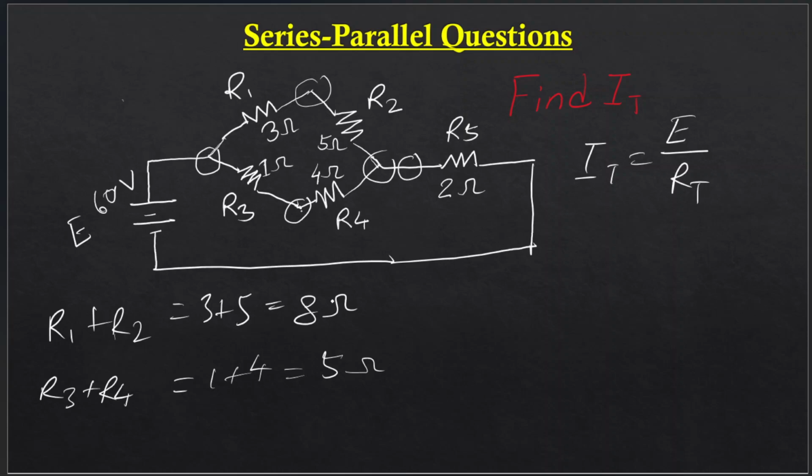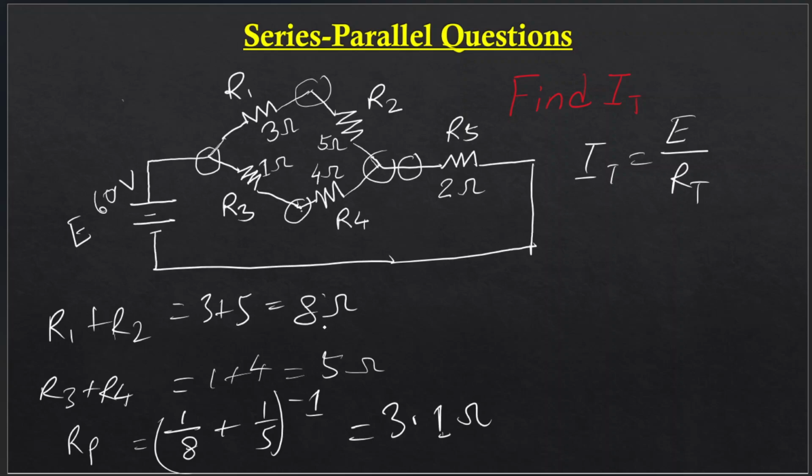Now R1 and R2 is in parallel with R3 and R4. So 8 and 5 are in parallel. So let's denote it as RP is equal to (1 over 8 plus 1 over 5) to the power minus 1. So that is (1 over 8 plus 1 over 5) to the power minus 1, which is 3.1 ohms. Now this RP is in series connection with R5, the last remaining resistance.